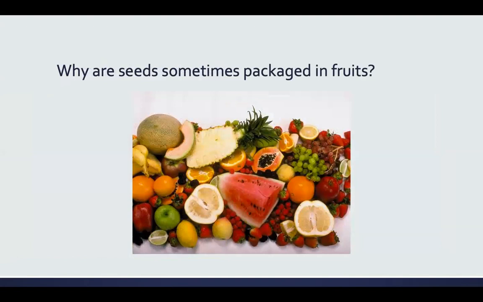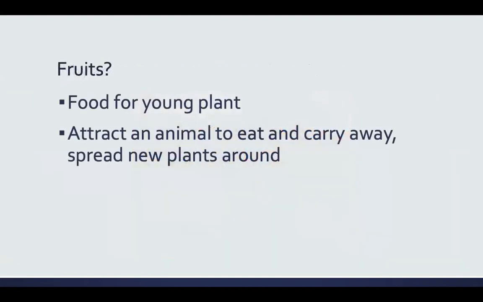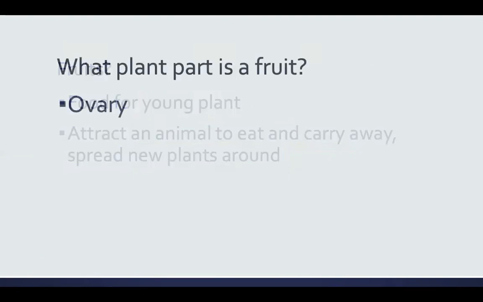Why are seeds sometimes packaged in fruits? You can see here that fruits a lot of times have seeds on the inside, and that is food for the young plant. So a fruit will surround the seed that it's carrying as a way to provide food for it. The fruit will also attract an animal to eat it and carry the seed away, and this will help to spread new plants around as well.